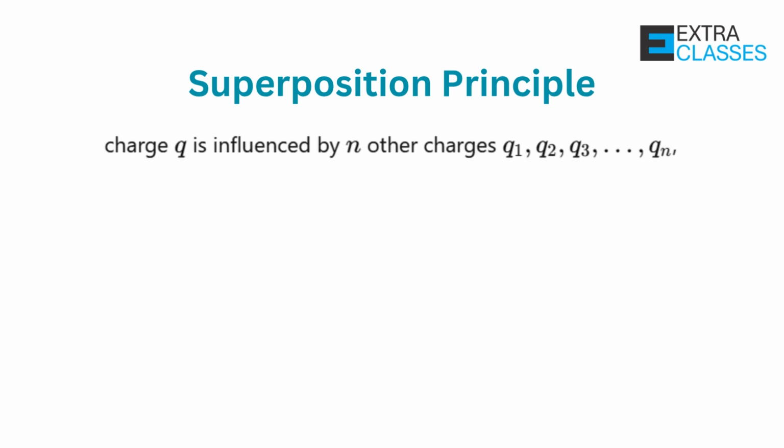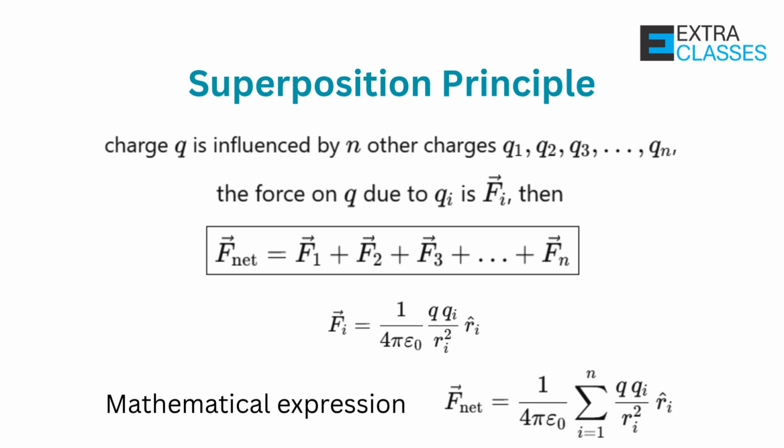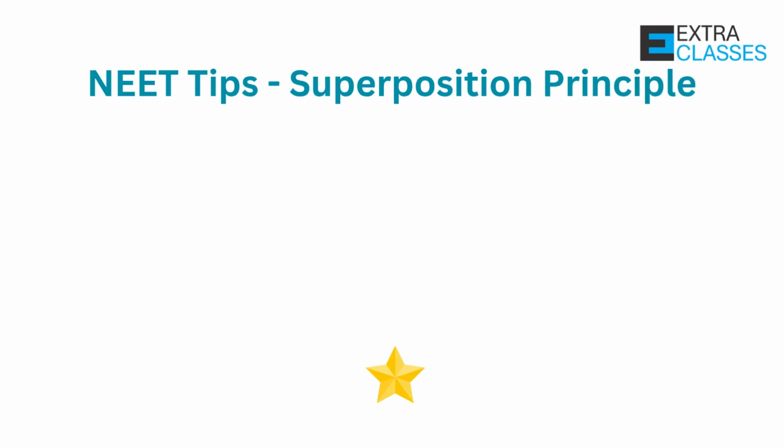Let us see the mathematical expression. If a charge Q is influenced by n other charges Q1, Q2 up to Qn, and the force on Q due to an individual charge Qi is Fi, then net force is the summation of all the forces, where each individual force is given by Coulomb's law. Hence, the mathematical expression becomes this. Here are a few neat tips on superposition principle.